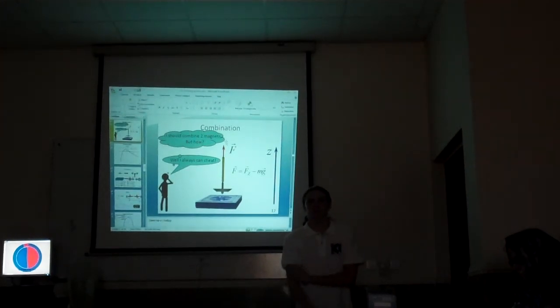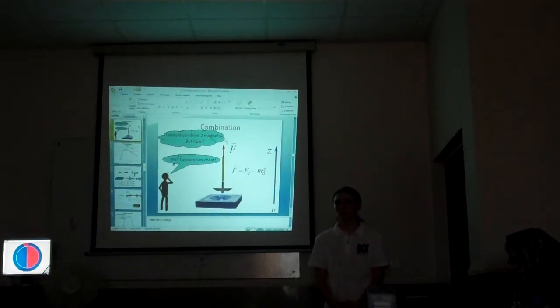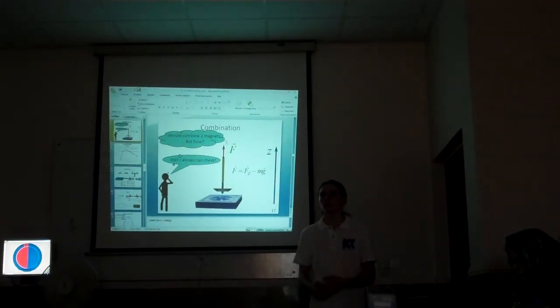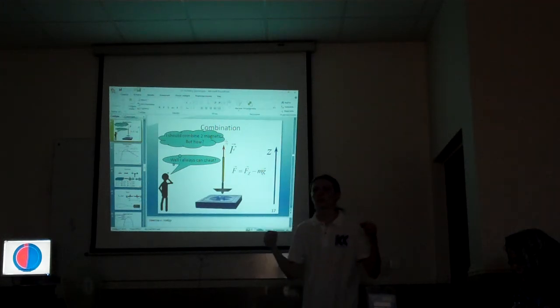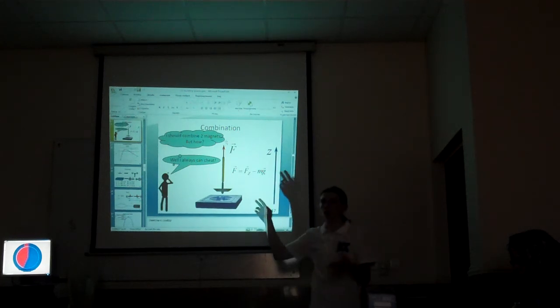Yes? The non-uniformity of the magnetic field in the z direction, how can it change the stable point? I don't catch you. The non-uniformity of the magnitude in the z direction, how can it change the stable point? I mean, did you measure the uniformity of the magnitude in the z direction? What do you mean? These vertical fields or horizontal?